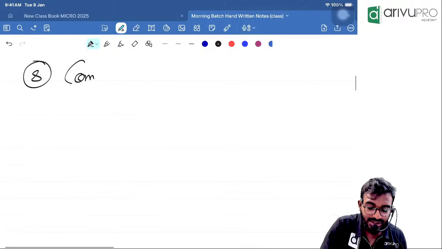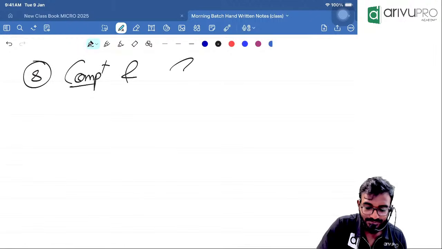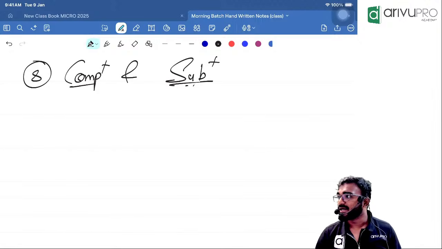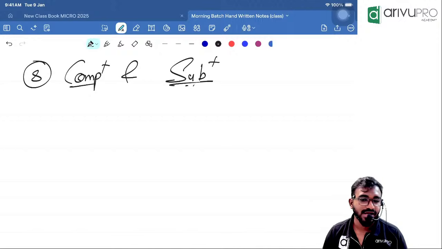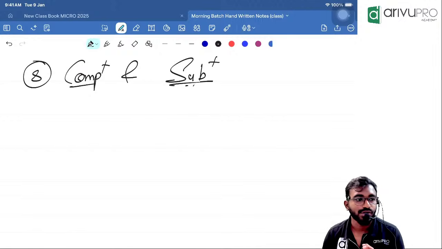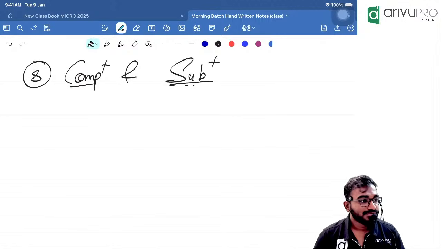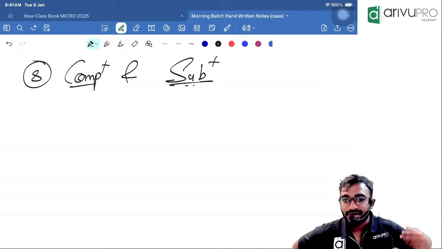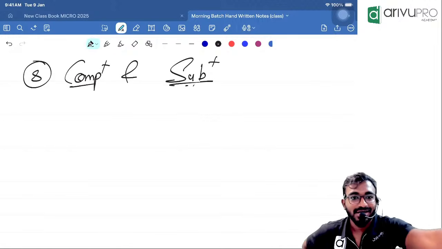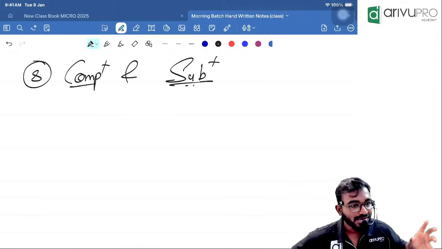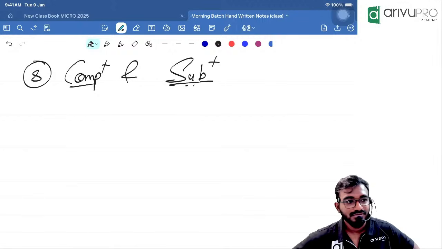Complementary and substitute goods. Anyone would like to explain what is complementary and what is substitute goods? Explain complementary and explain substitutes. Now, by the way, what is complementary? Sir, if at all I buy some goods, they will give it free, na? Let's say I have shopped for 5,000 rupees, they gave me some free product, that is complementary. Is it true? No, wrong.